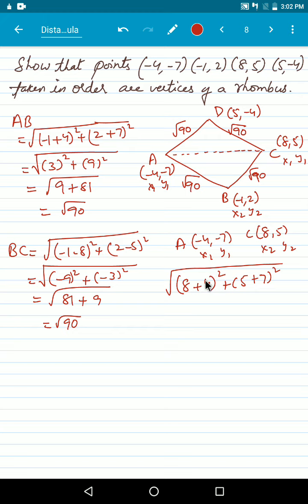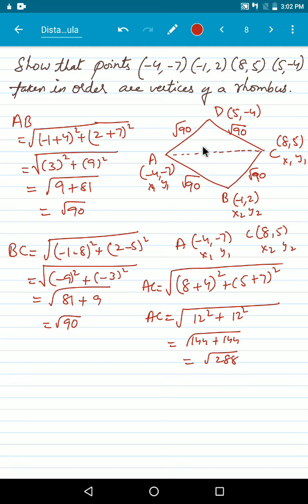Yes, this is AC. So AC will be equal to 8 plus 4, 12. So 12 square, 5 plus 7 is again 12. Right, 144 plus 144. So this is 288. So this is root 288.